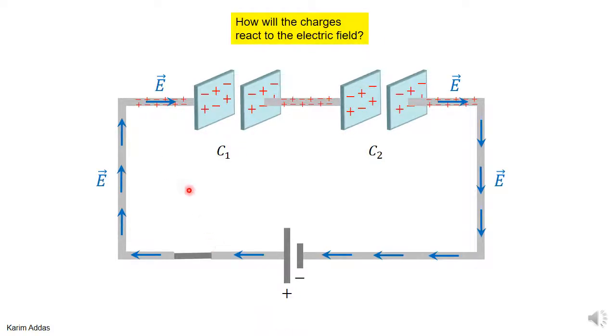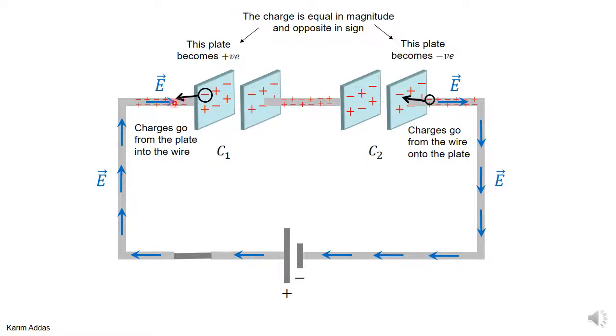When you close the switch, an electric field is created inside the wires, and now how will the charges on the plates and in the wires be affected by this electric field? So negative charges on this plate will go opposite the electric field and go into the wire, and they will move in the wire, and an equal amount of negative charge on this side will go onto this plate. The negative charge here will go opposite the electric field also, and it will go onto this plate. So in the end, this plate becomes positive and this plate becomes negative. And exactly the same amount of charge that leaves here will go here.